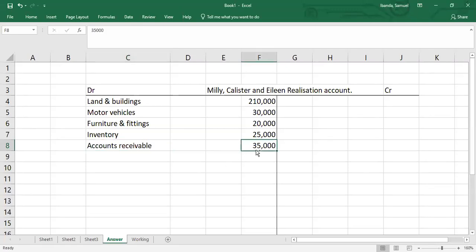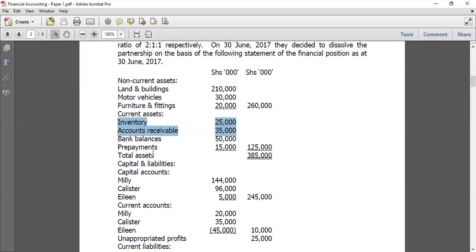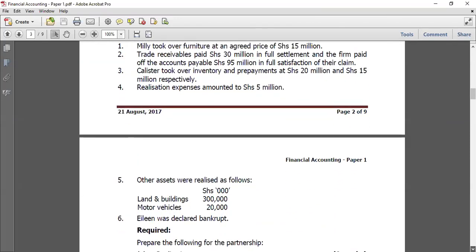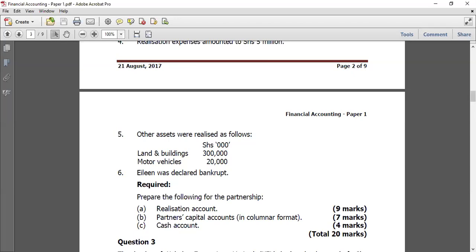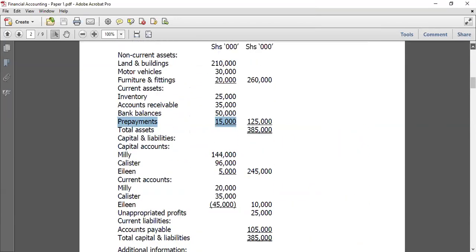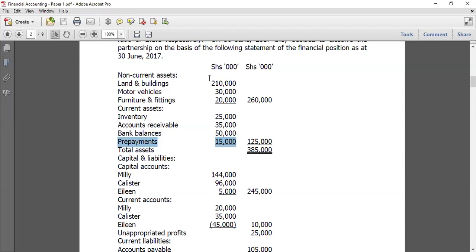If you have any question, make sure you use the chat box to ask. So that is the accounts receivable. Bank is worked on as one of the last things. We're actually going to draw up a bank account. In most cases it is asked, they have asked for cash account. Cash account, bank account, same thing. As you can see here, we don't have cash as an account, so it's the same principle. So prepayments, pick them.